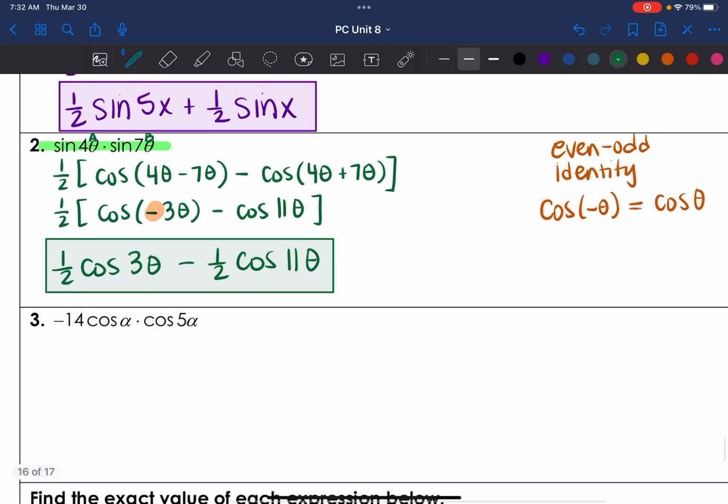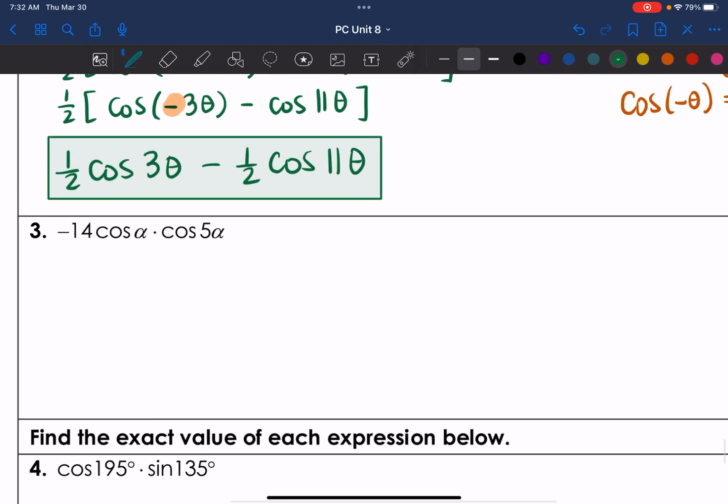Okay, we're going to do another one just like that. So negative 14 cosine alpha times cosine of 5 alpha. So that negative 14 in the front doesn't really mean much. It just means you're multiplying by those two things. So I'm going to have that negative 14 no matter what I do.